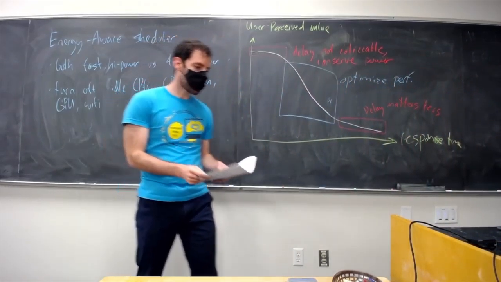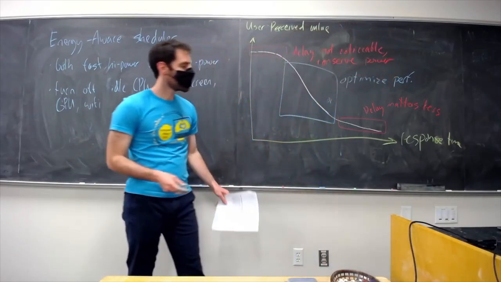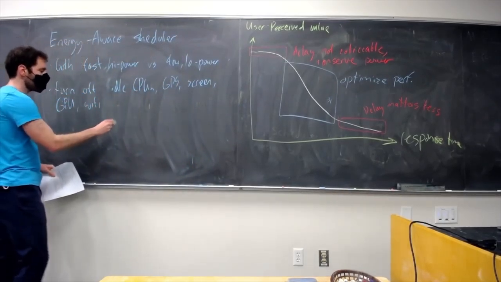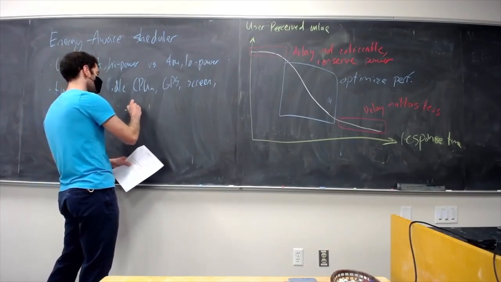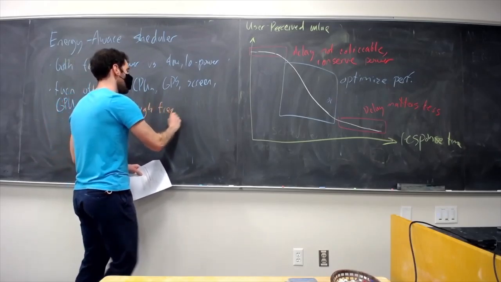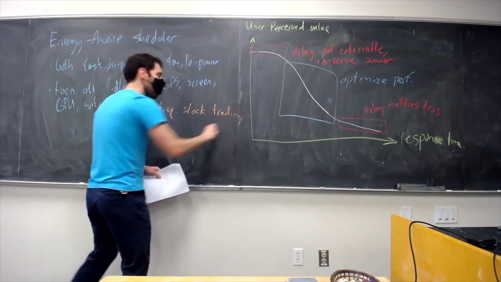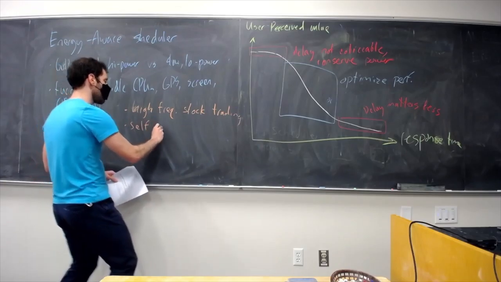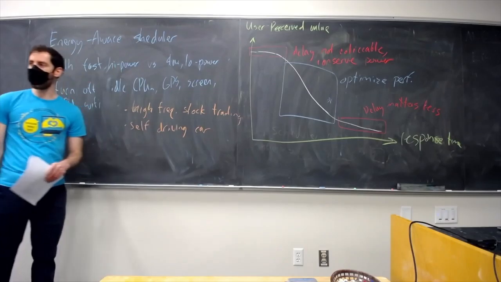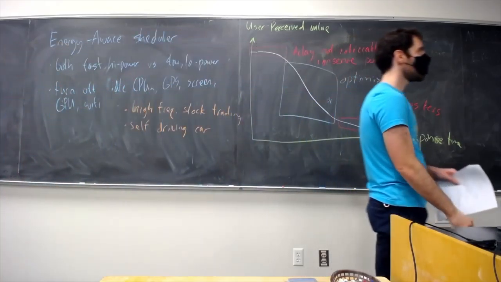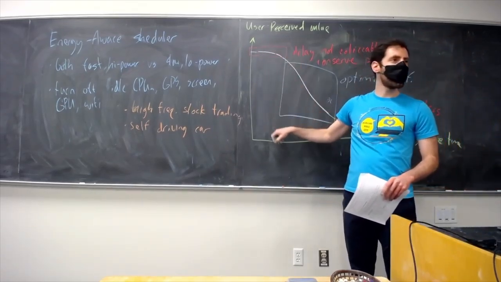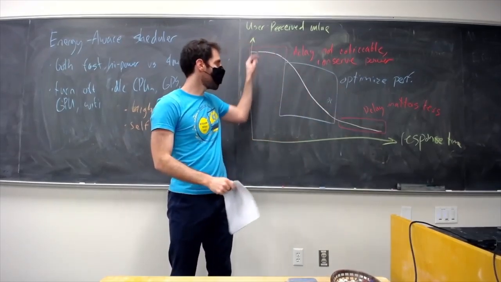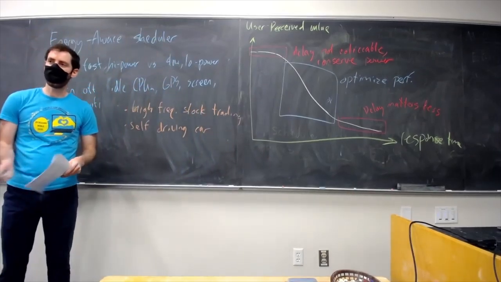So one other thing that I might call out is, let's consider some specific applications. We have something like high frequency stock trading. This means we have a computer that's trading stocks very rapidly to try and make money, or we have something like a self-driving car. Take a couple minutes and discuss with your neighbors: would these applications have this same curve, or would it look different in terms of value versus response time? So take a couple minutes and discuss that with your neighbors.